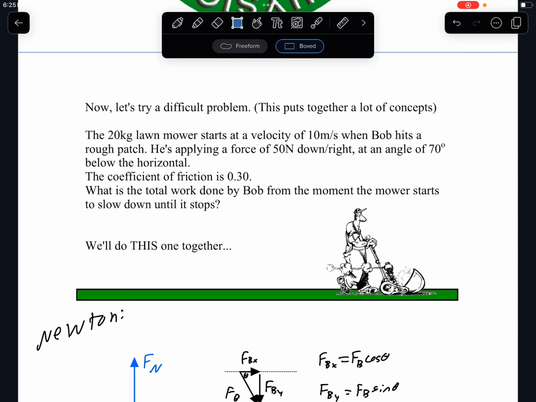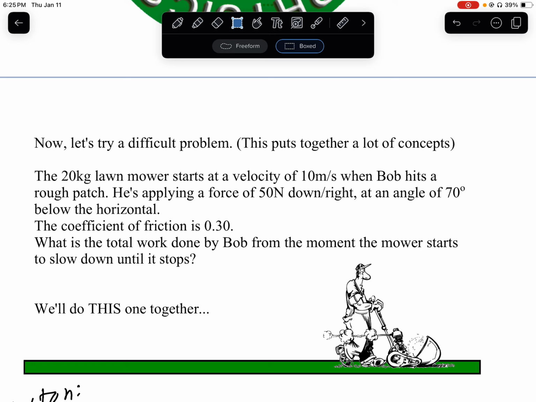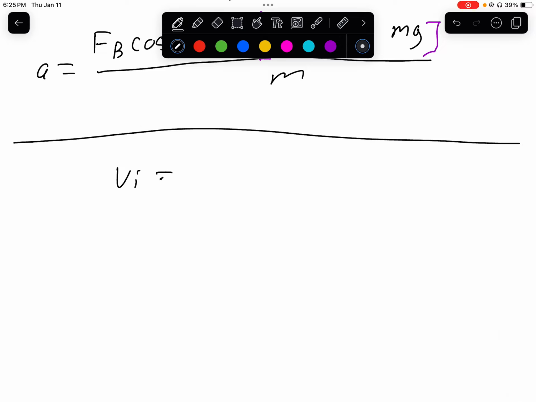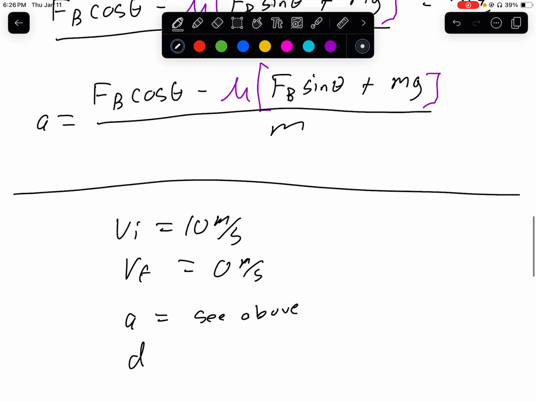All right, so Bob has an initial velocity of, it says right here, 10 meters per second. He hits this rough patch, which is going to slow him down, and eventually the lawnmower is going to stop. So let me start writing out what I know now. This 10 meters per second is the initial velocity. The final velocity is equal to 0. I just solved for the acceleration. I guess I haven't plugged in the numbers yet, but I know what the acceleration is. So from that, I can solve for the displacement.